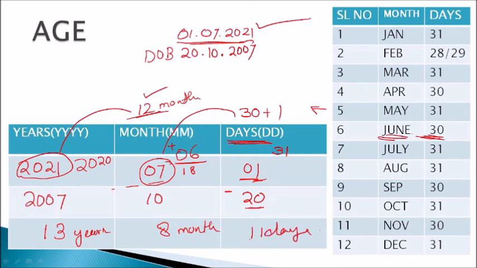This is the way how you can able to find out the age of any person. आप अपना भी age निकाल सकते हो, और following this way you will be able to find out the duration between two dates. Okay, so that's it for this video.